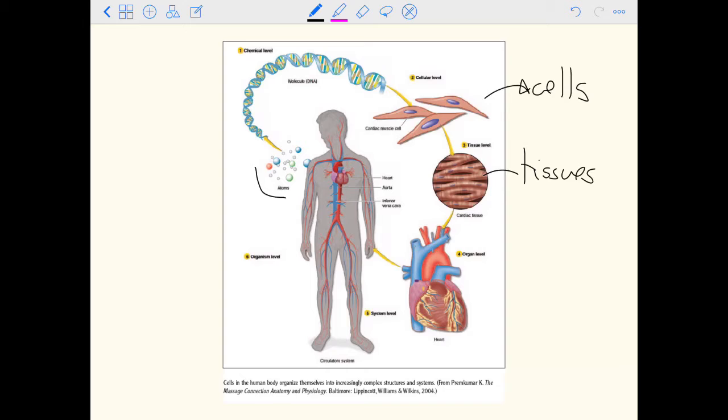So something like heart muscle tissue is an example here, or something like white brain matter would be an example of a tissue in your brain. These tissues then work together to make an organ. So for example, your heart is an organ, your brain is an organ, your liver is an organ. There's more than one type of tissue in every single organ. But then groups of organs come together to make an organ system.